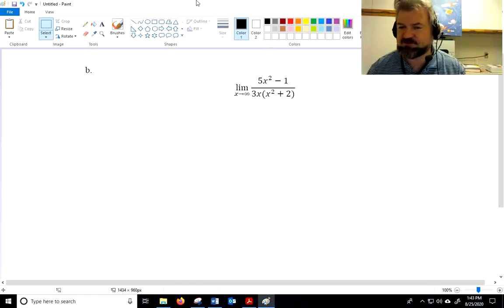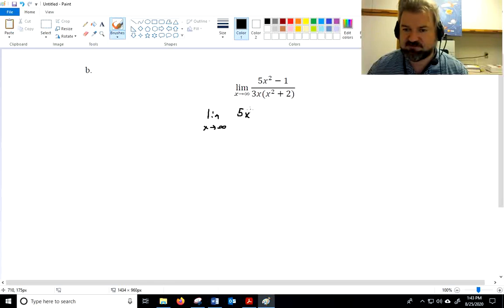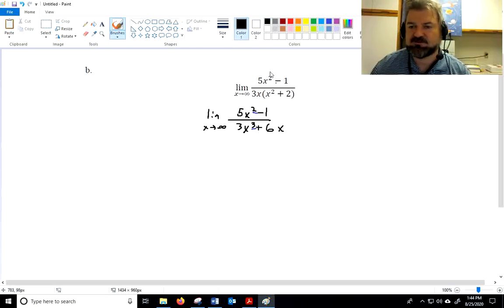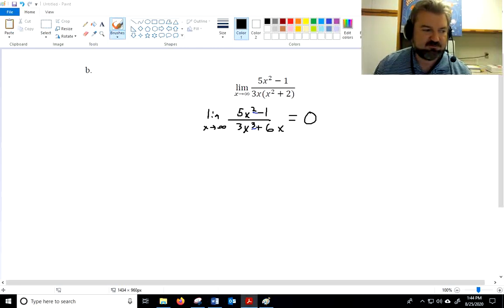Okay, this is also a rational function. We just need to simplify by distributing there on the bottom. So this becomes the limit as x approaches infinity of 5x squared minus 1 over 3x cubed plus 6x, making the degree on top 2 and the degree on bottom 3. Since the degree on bottom is bigger than the degree on top, we're going to say that this limit is 0 because this function must have a horizontal asymptote at y equals 0.